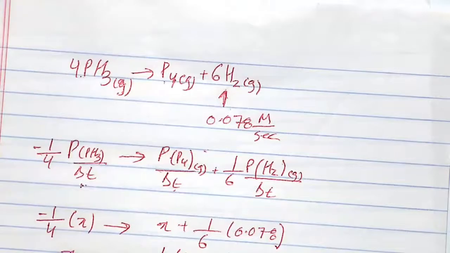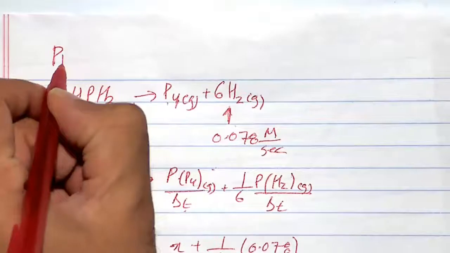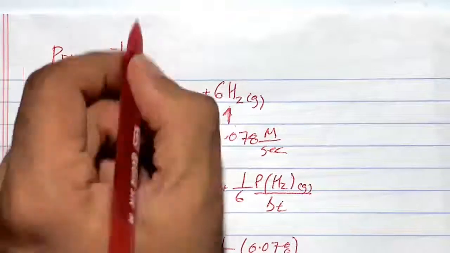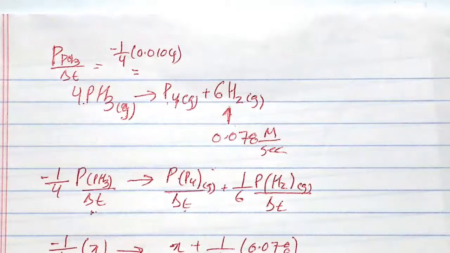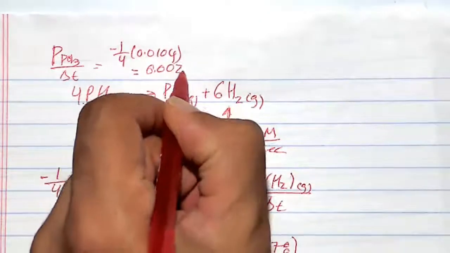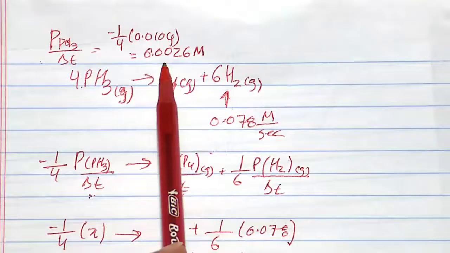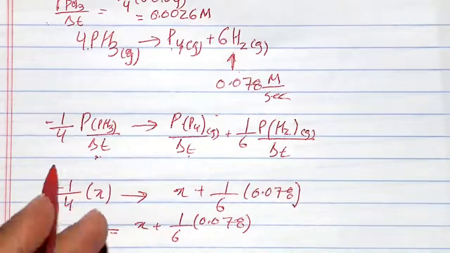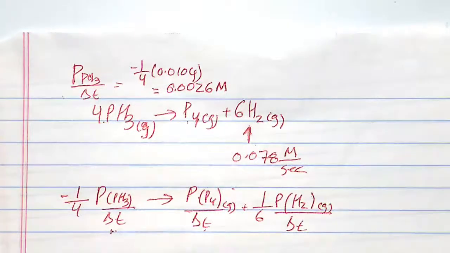Back to this problem here, the rate of change of pressure for PH3 is going to be the pressure of PH3 over time is going to equal minus 1/4 times 0.0104, which is going to equal 0.0026 molar. Now, even though this is pressure, the concentration units were stated in the problem, so technically this is a change in concentration over time, not the change in pressure.